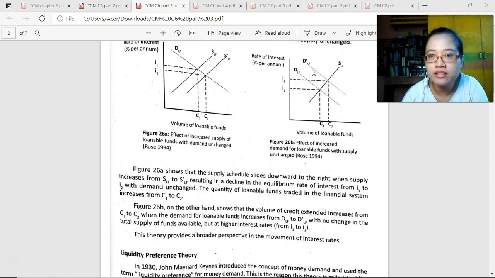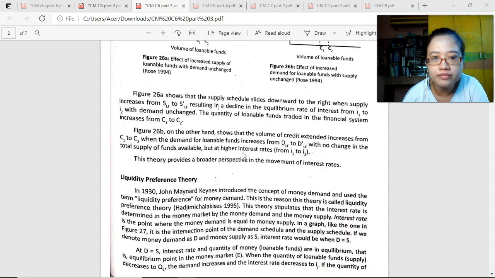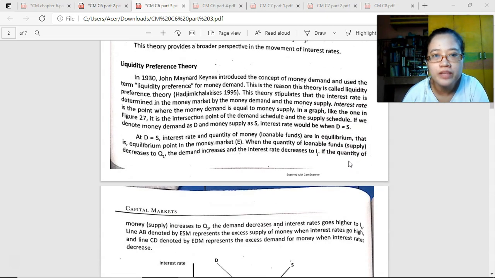Kapag naman demand, ayan, right side din ang increase, ang decrease, edi dito sa left side niya. Right? This theory provides a broader perspective in the movement of interest rate. Okay? Yung ikatlo, Liquidity Preference Theory.